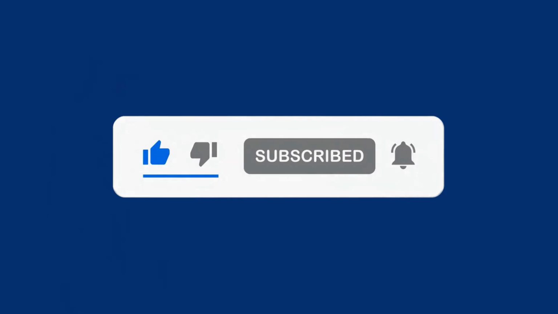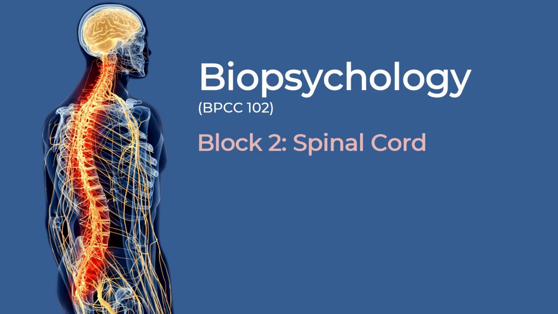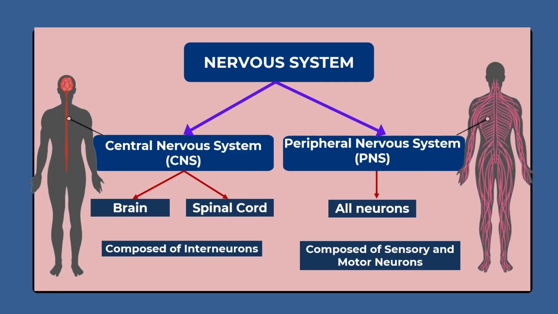Today in this video, we continue with the second block of BPCC 102, which is Biopsychology. In our last video, we studied about central nervous system and peripheral nervous system. In case you haven't watched it, I'll add the link to the playlist in the description. Okay, so we learned that nervous system can be classified into central nervous system and peripheral nervous system. Central nervous system is further classified into brain and spinal cord, and peripheral nervous system is all about neurons which are outside the brain and spinal cord, right?